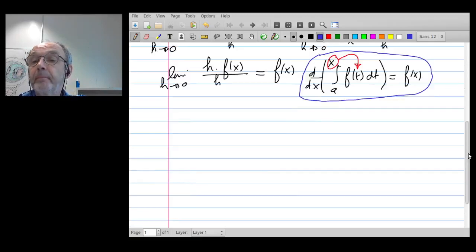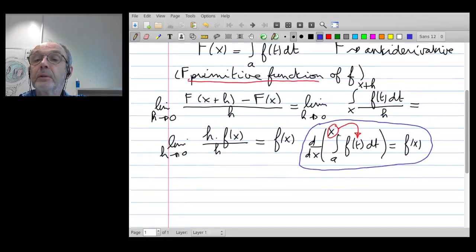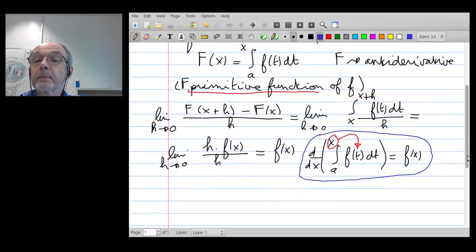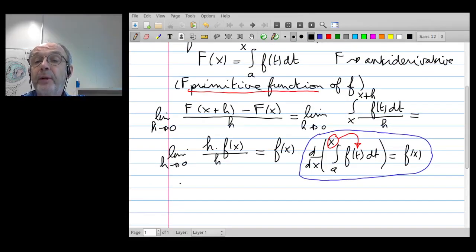Okay, so you see that if you have that primitive function, or your antiderivative, and you calculate the derivative of it, you get your small f out of it. Now, what further on?